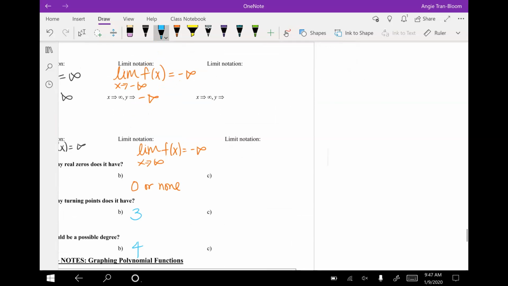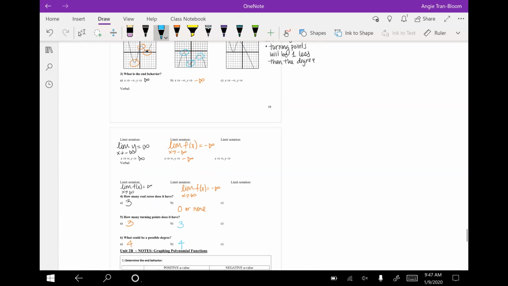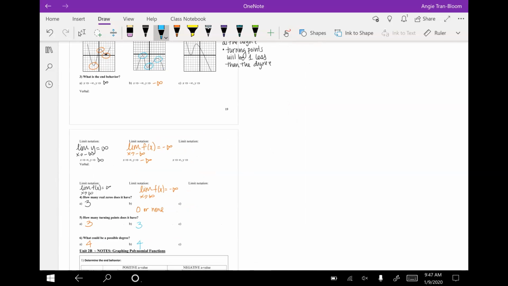I would like for you to take 2 minutes in teams or on your own to execute the last graph.